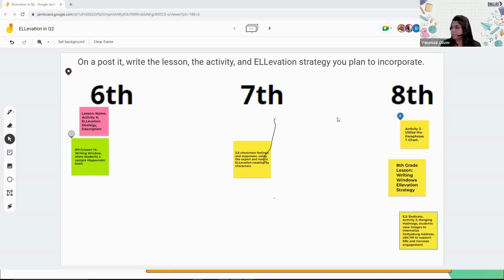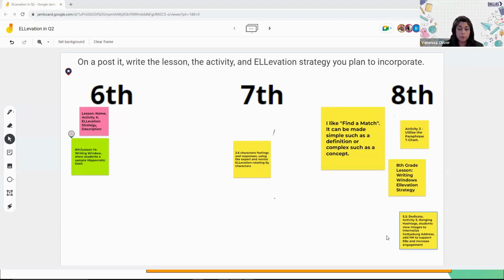All right, guys, as you finish looking at your IPCs and discover ways to implement those strategies, go ahead and put them on this board so y'all can refer back to it. Just some examples up here: a writing window for lesson 14 in sixth grade, show students a sample Hippocratic Oath, because that's what they will be reading about in that particular lesson. Eighth grade says activity three, utilize paraphrase T-chart, find a match. In eighth grade writing windows, it says dedicate activity three, hanging hashtags, students view images to internalize the Gettysburg Address. That's great. These are some great ideas. So please continue to add to it as you look over week one so we can get some more ideas.